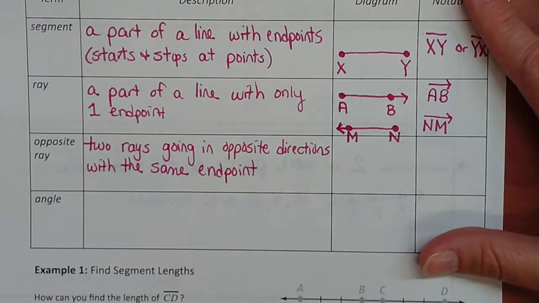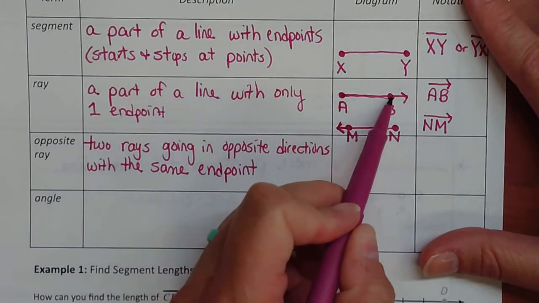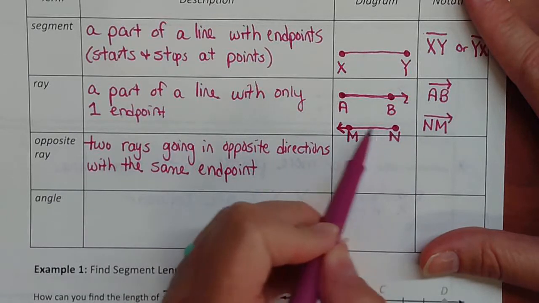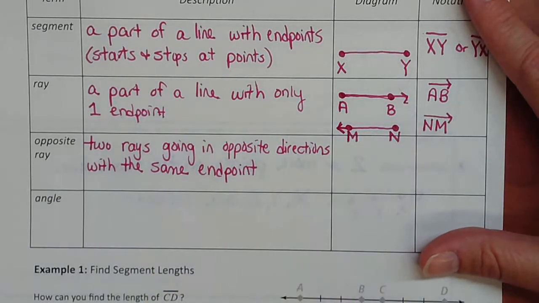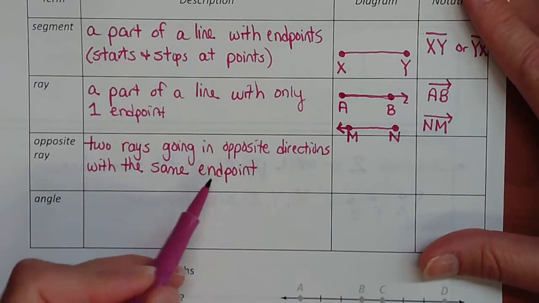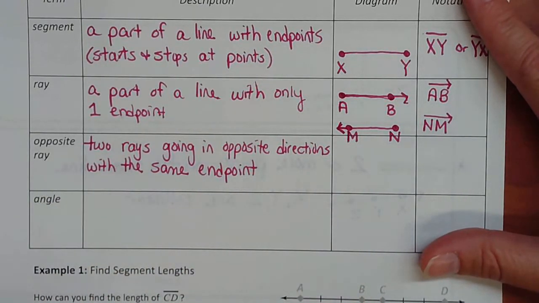So remember, you have to be really careful with the endpoint. So here the endpoint is A, goes through B. So that's how you notate it. Here the endpoint is N, goes through M. Even though it doesn't matter which order it's in, you still have to be careful with that endpoint. So if you have two rays going in the opposite directions with the same endpoint, when you have to draw it, I would draw them one at a time.